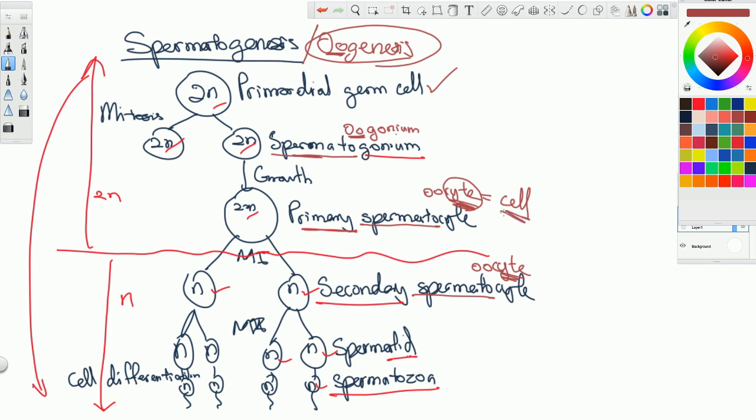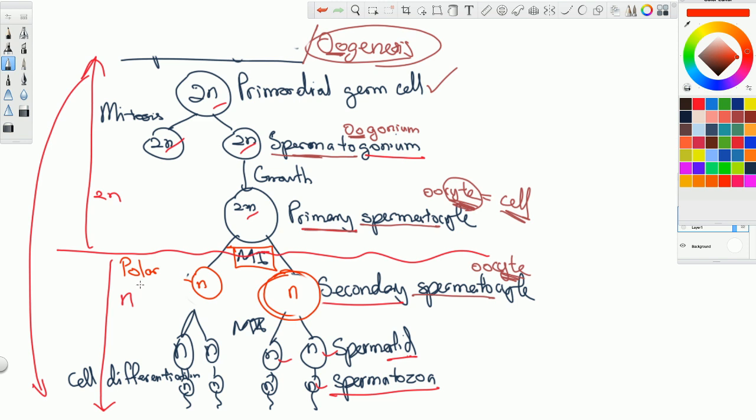For girls in oogenesis, the main difference is at meiosis 1: one cell should be bigger, and the other becomes smaller. In meiosis 1, the bigger one is haploid, and the smaller one is called the polar body, or first polar body. It's non-functional. Then this bigger one is the secondary oocyte. This is the one that we call the egg cell.